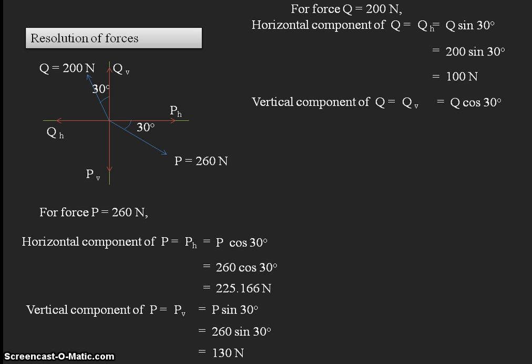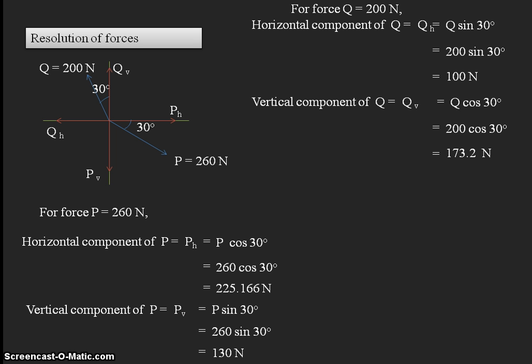So QV is equal to Q cos 30. So the Q value is 200. Then substitute 200 into cos 30, and using the calculator, we get the value of QV. So in this case, again we have determined the two components of P and Q. By finding the horizontal and vertical components for P and Q, we can find out the resultant force.